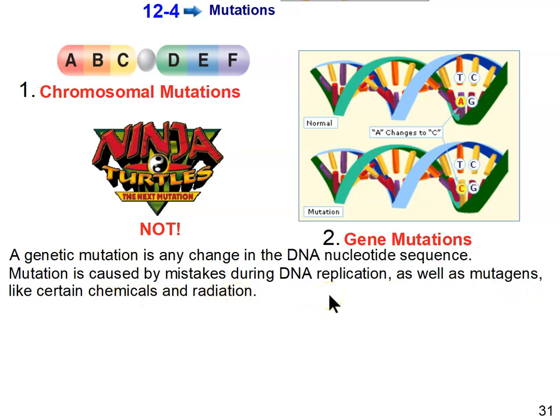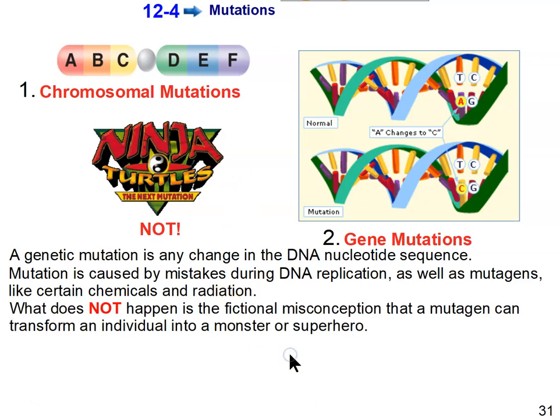chemicals and radiation. So, for example, Teenage Mutant Ninja Turtles, as the story goes, these little baby turtles accidentally got down into the sewer where they came in contact with a chemical mutagen that turned them into the Teenage Mutant Ninja Turtles. What does not happen is what I just described. The fictional misconception that a mutagen can transform an individual into a monster or a superhero. That doesn't happen. Just like individuals don't evolve, individuals cannot be turned into a completely different organism because of a mutagen.